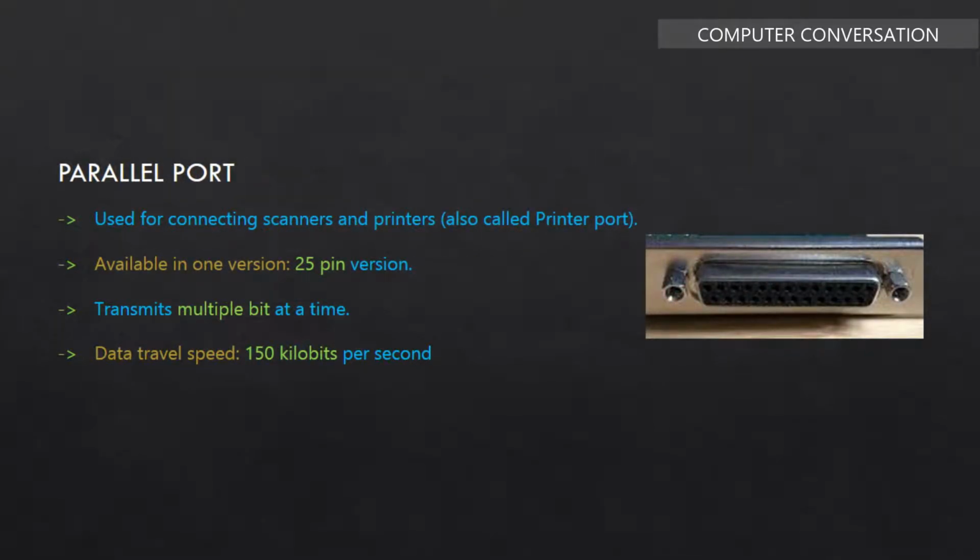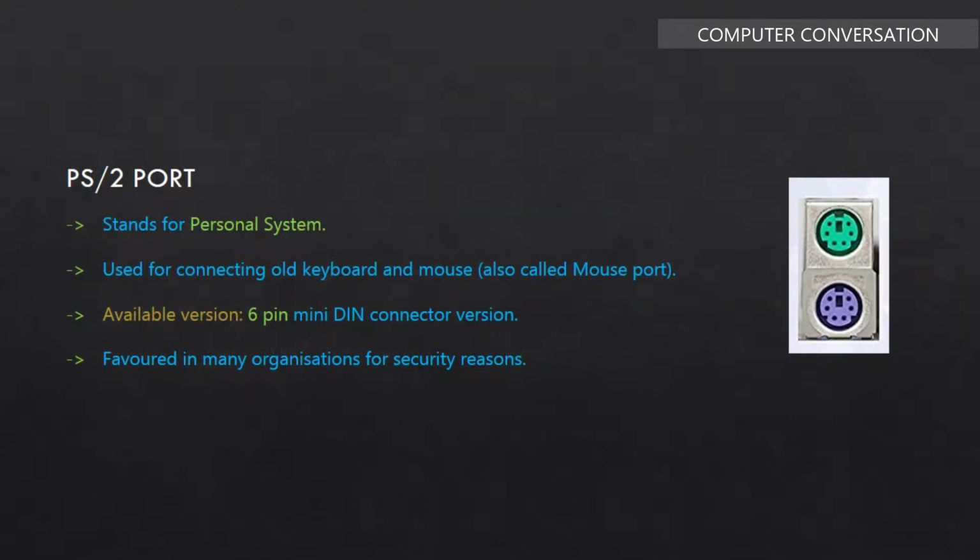Next is parallel port. It is a parallel communication interface using which printers or scanners are connected. It is also called printer port. This port is available in 25-pin version. As this port name suggests, it transfers multiple bits at a time and speed goes up to 150 kilobits per second.